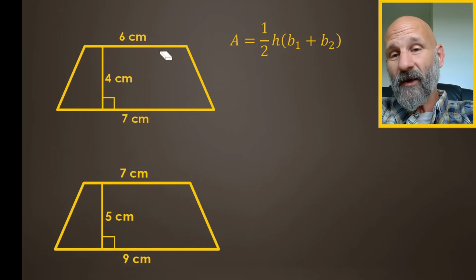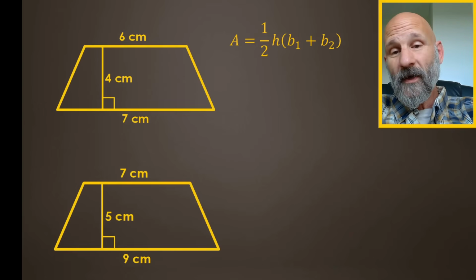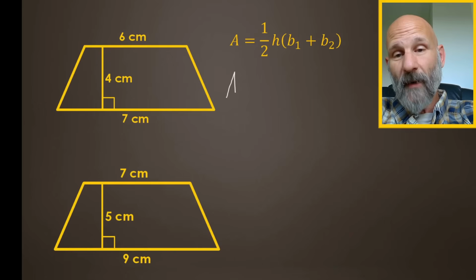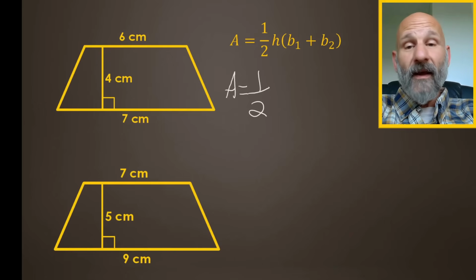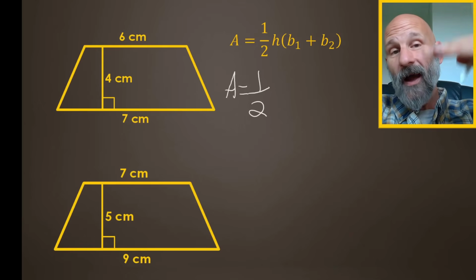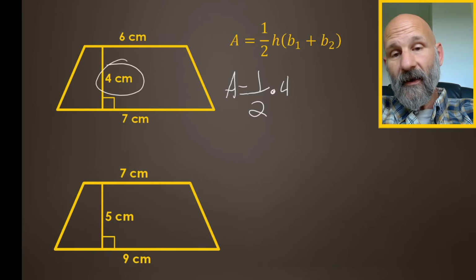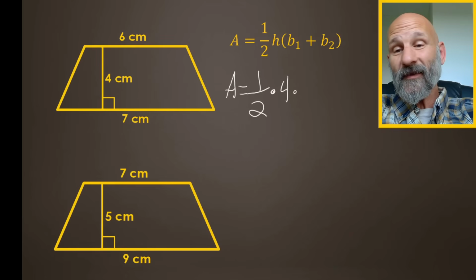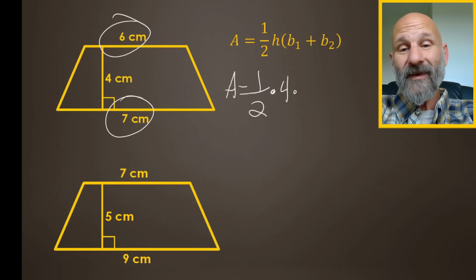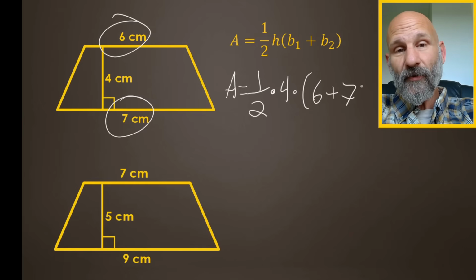Okay, now in this case here, it's just plug and chug, right? We're just going to fill in the formula with what we know. So we're trying to find the area of this top trapezoid. So area equals 1/2 times the height. Well, the height is from the bottom to the top, and that's going to be right here, 4 centimeters. So the h gets replaced with a 4, and there we go. And then we're going to replace the b1 and the b2 with the bases, and those are the parallel sides. So that's going to be a 6 and a 7. So 6 plus 7 goes there.